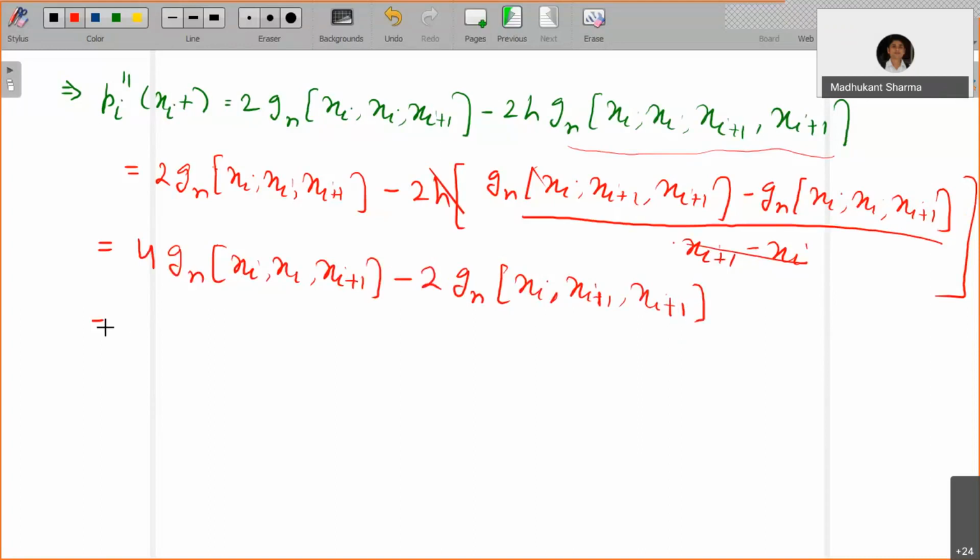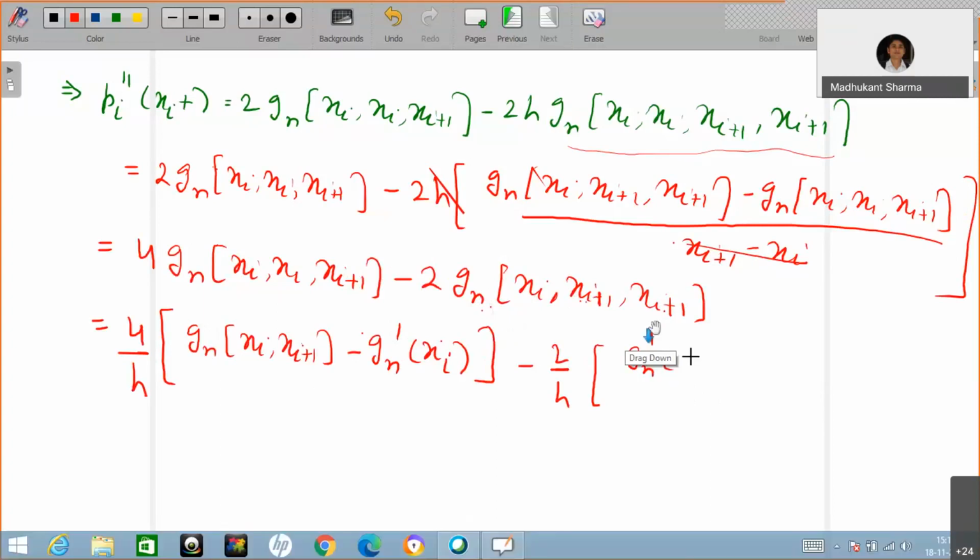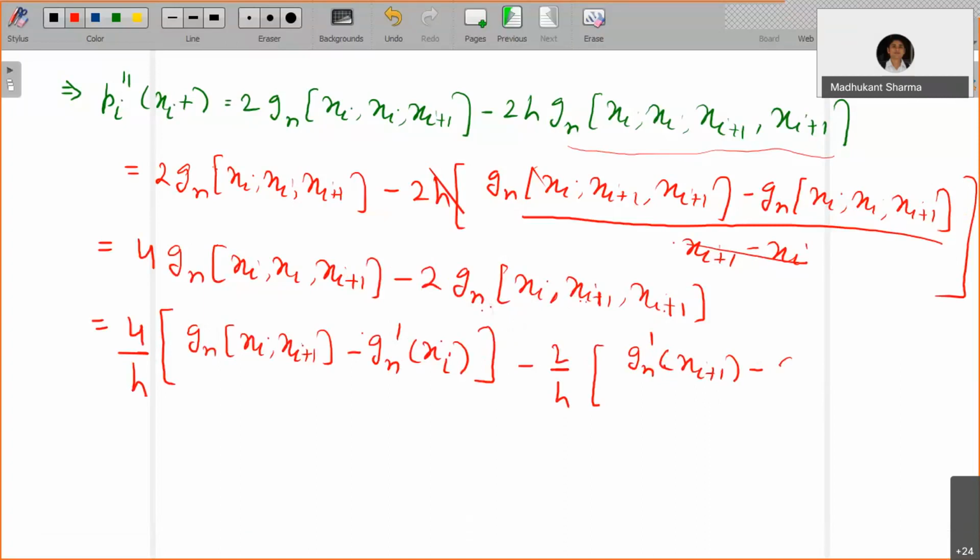Okay, now this is going to be 4 by h times, now use the definition here, gn[xi, xi plus 1] minus gn[xi, xi]. We know that this is differentiable, so that is replaced by gn dash of xi. Minus 2 by h times gn[xi, xi plus 1, xi plus 1]. So if you use the divided difference relation, that is going to be higher order divided differences. So gn[xi plus 1, xi plus 1] is gn dash at xi plus 1, minus gn[xi, xi plus 1]. This is just simplifying it.